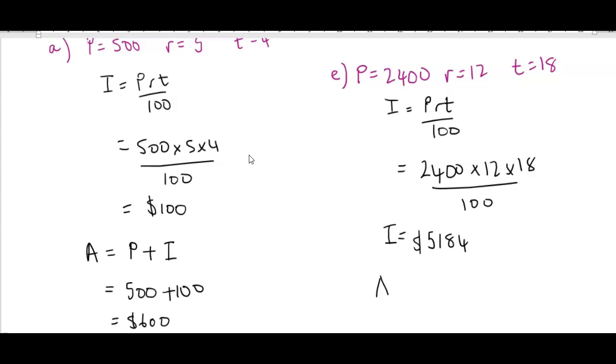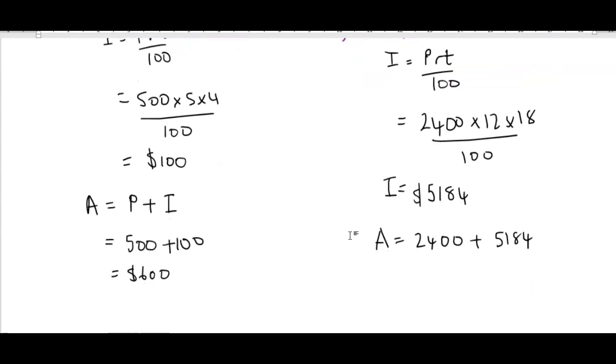Okay, so the amount owing is, oh, the principal, I should have probably written the formula, 2,400 plus your interest. So we can just do that on the calculator. Actually, I should be able to do that without the calculator. So $7,584.